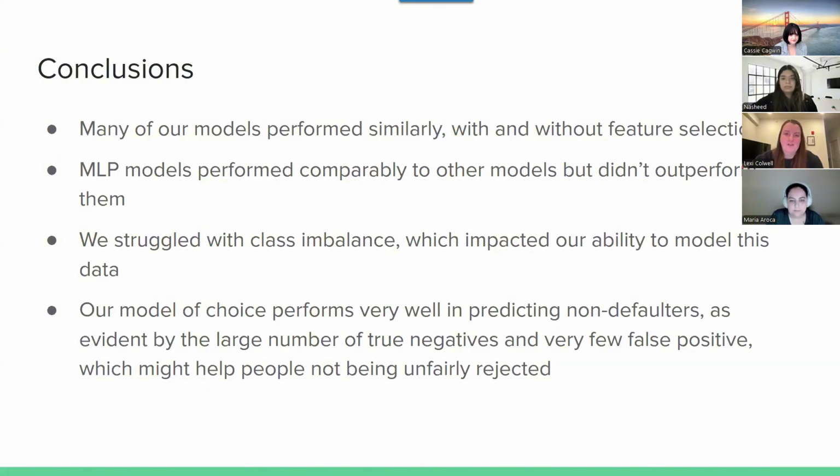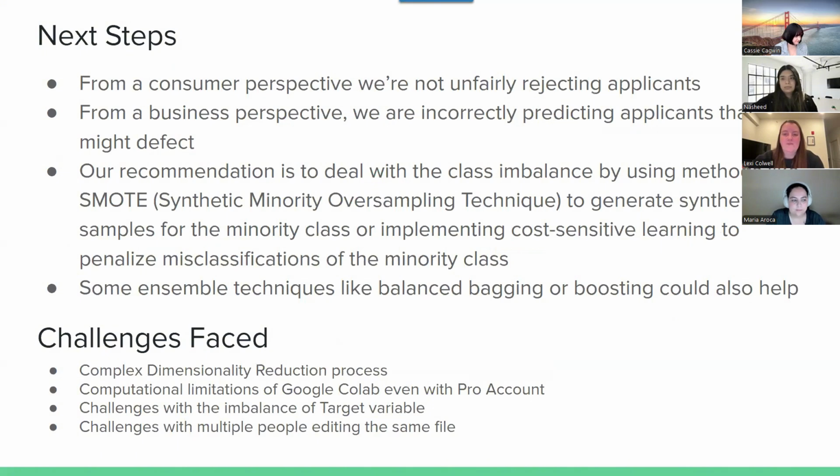To address this, we recommend using methods like SMOTE to generate synthetic samples for the minority class, cost-sensitive learning, or ensemble techniques like balanced bagging or boosting. And throughout our project, we faced additional challenges, including the complexity of dimensionality reduction, computational limits with Google Colab, and coordinating edits among team members.